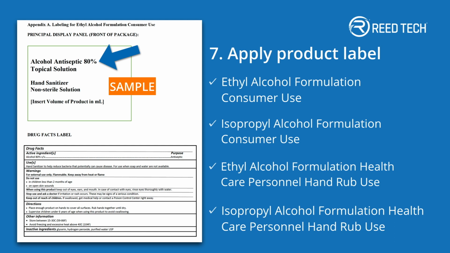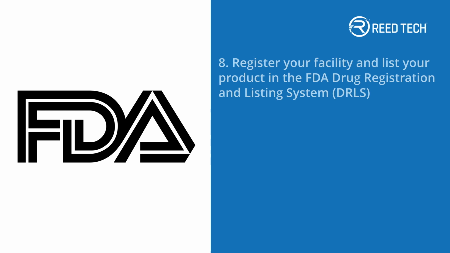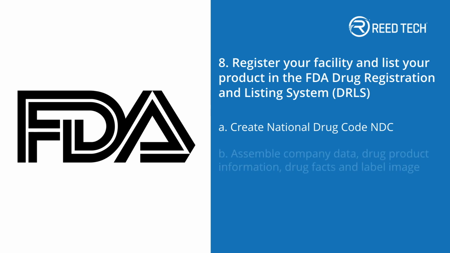And the final guideline number 8 involves reporting regulatory information to the FDA. The hand sanitizer product must have a national drug code, NDC. The NDC is comprised of 3 numerical values, a labeler code, a product code, and a package code. The FDA assigns the labeler code to drug manufacturing companies. If you don't already have one, you will need to request one. The product and package codes are created by you, the labeler.